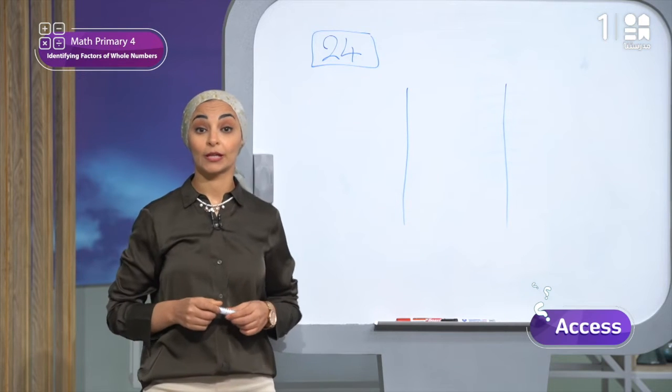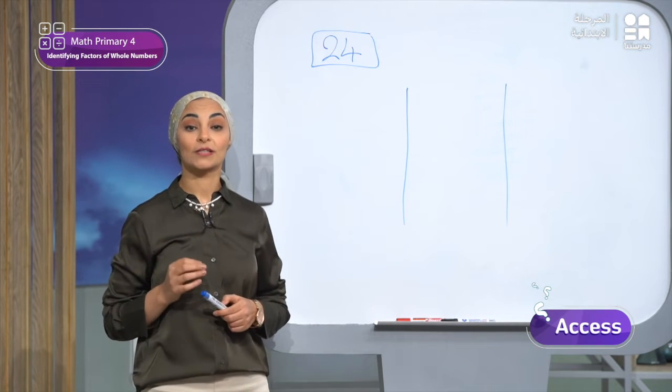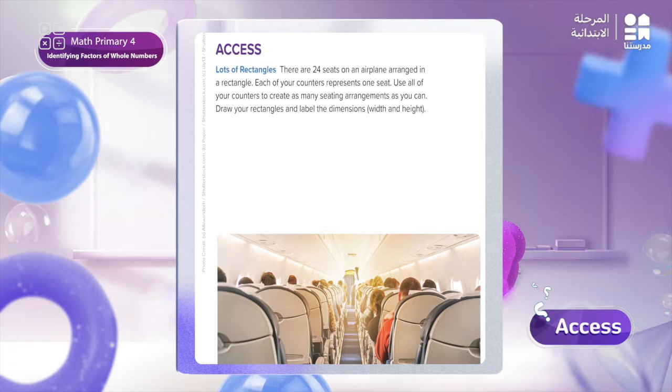I'll give you time to think and draw the rectangles in your school book, and when we get back, we will discuss the different ways of seat arrangement all together.